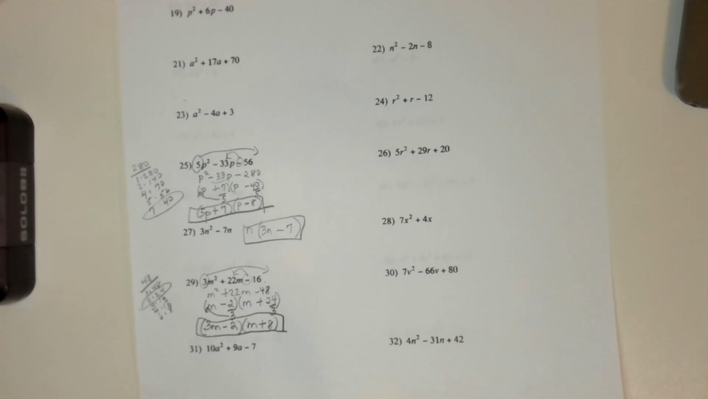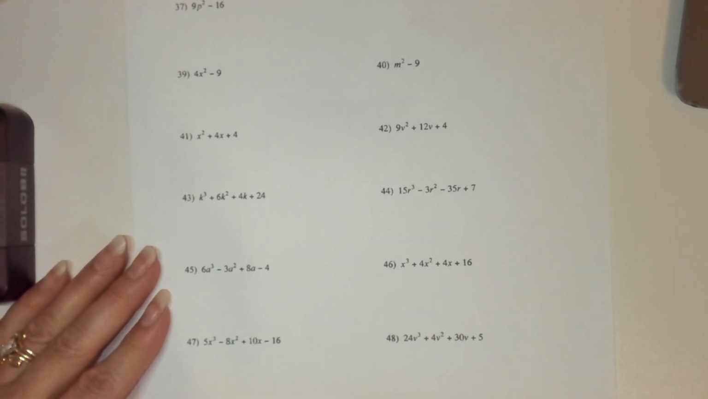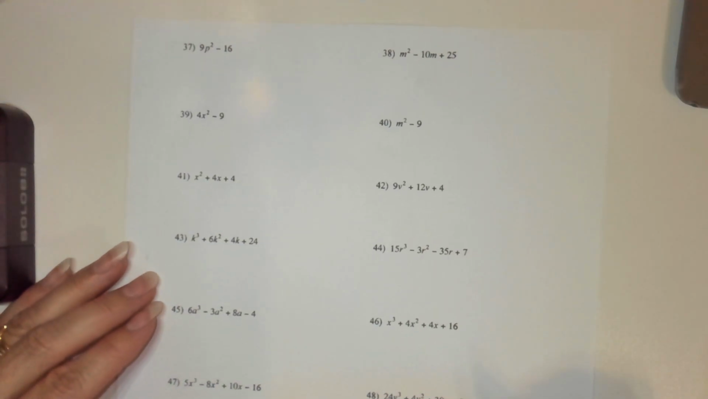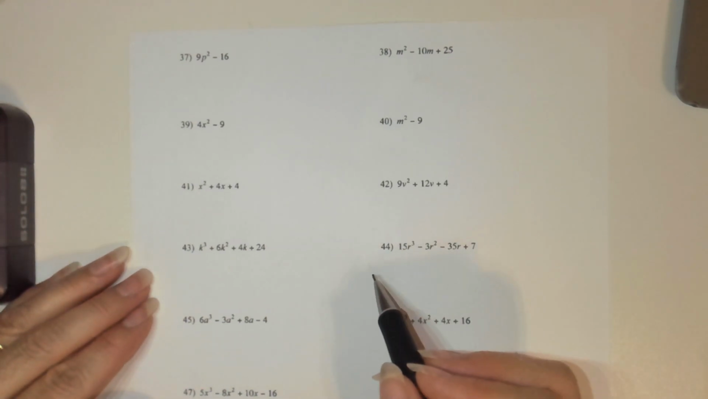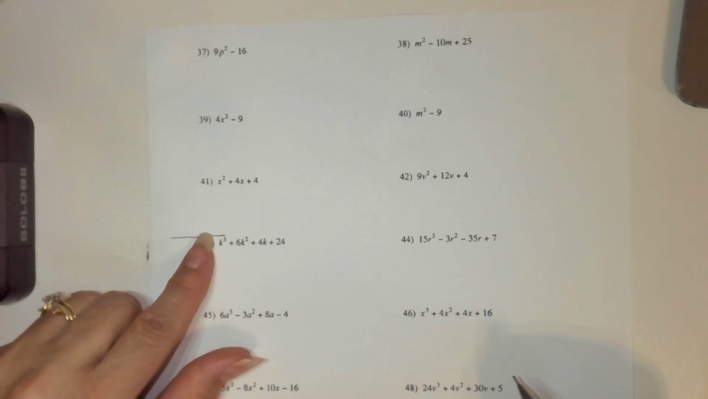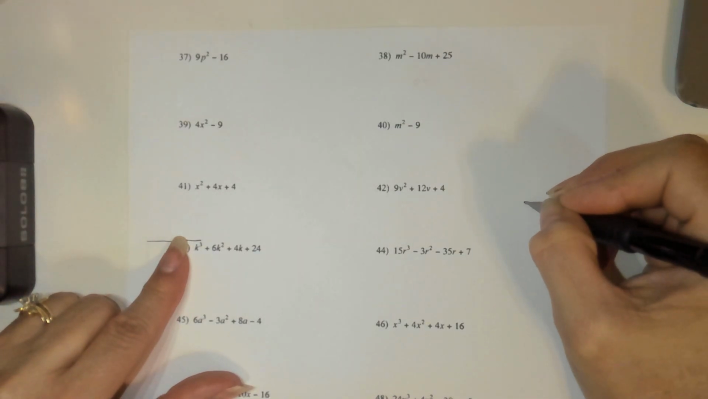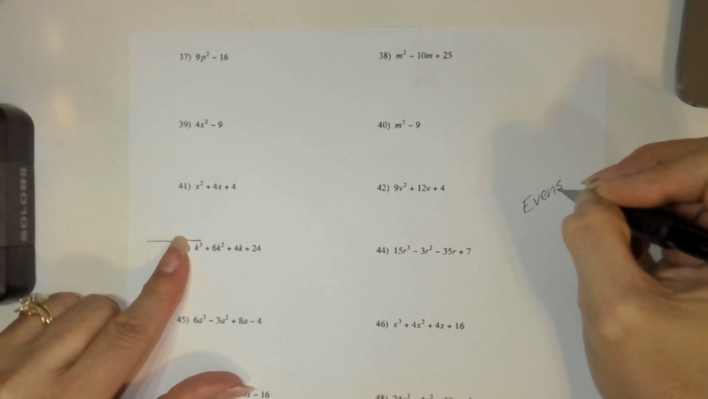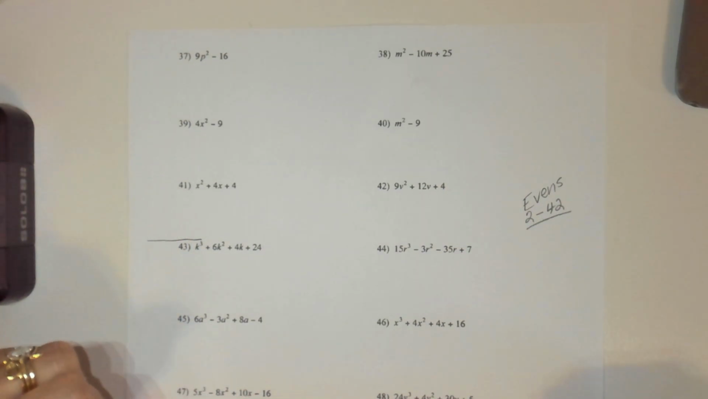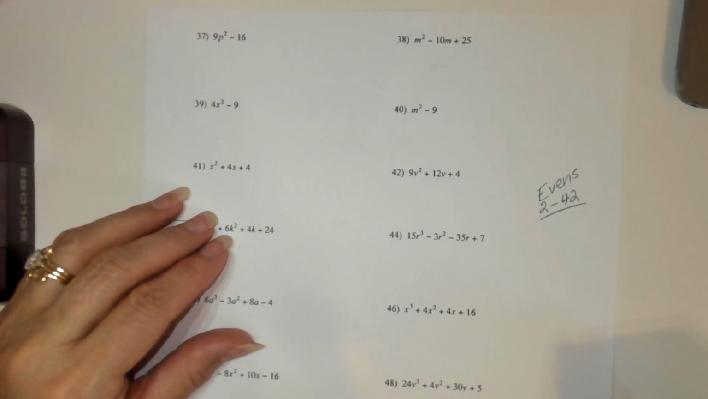I'd like us to skip to page 23 and do a few more off of this page. I'm going to allow you guys to stop at 43, and your assignment is for you to complete all evens from the 2 through the 42. But I want to go through a few more and just make sure everyone is doing all right on these.